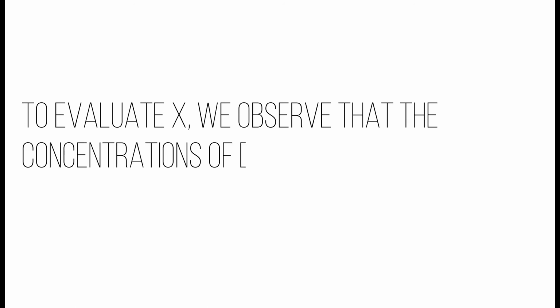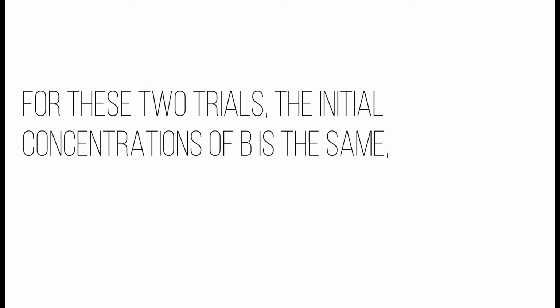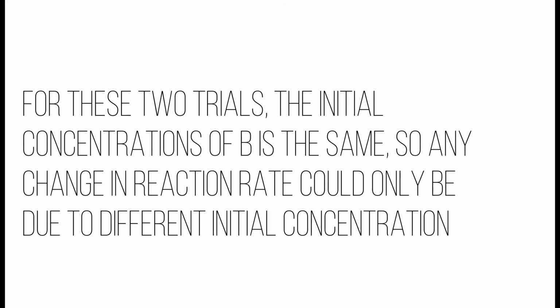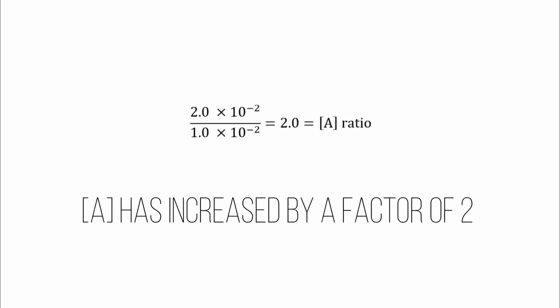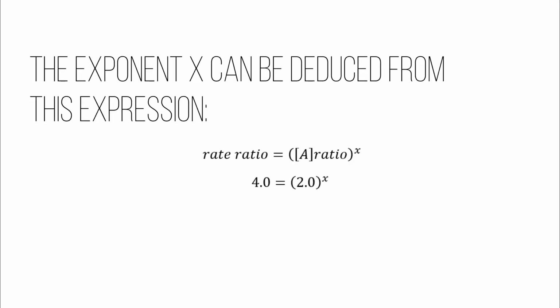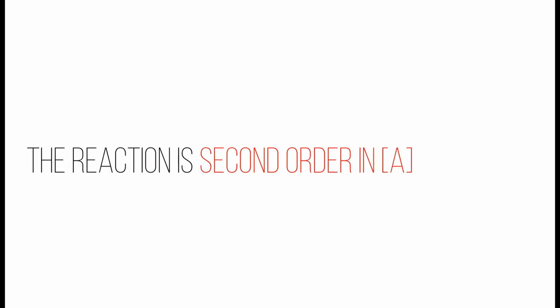The reaction is first order in B. Thus far we know that the rate law expression is: To evaluate x, we observe that the concentrations of A are different in experiments 2 and 3. For these two trials, the initial concentration of B is the same, so any change in reaction rate could only be due to different initial concentrations of A. Comparing these two experiments, we see that the concentration of A has been increased by a factor of 2. The rate increases by a factor of 4. The exponent x can be deduced from this expression, so x is equal to 2. The reaction is second order in A.